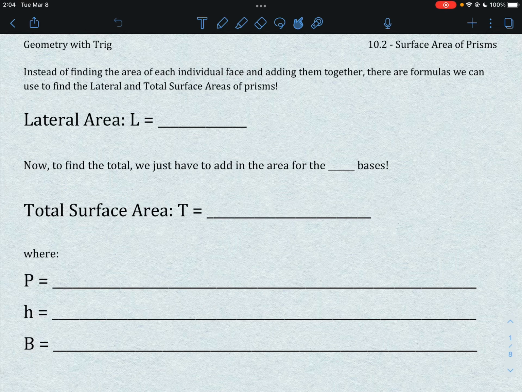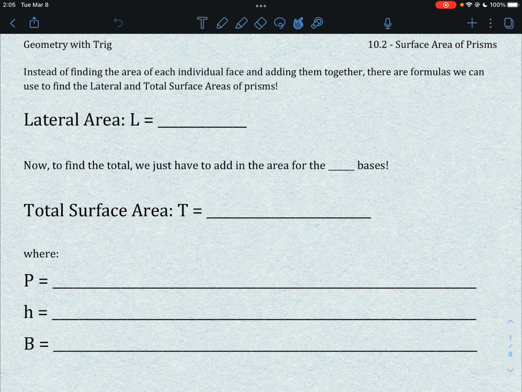All right, here we are today to take a look at the surface area of prisms. One way to find the surface area of a prism is to just individually find the area of every single shape that you see and add them all together. However, instead of finding the area of each individual face and adding them together, there are some formulas we can use to find the lateral and total surface areas of prisms.